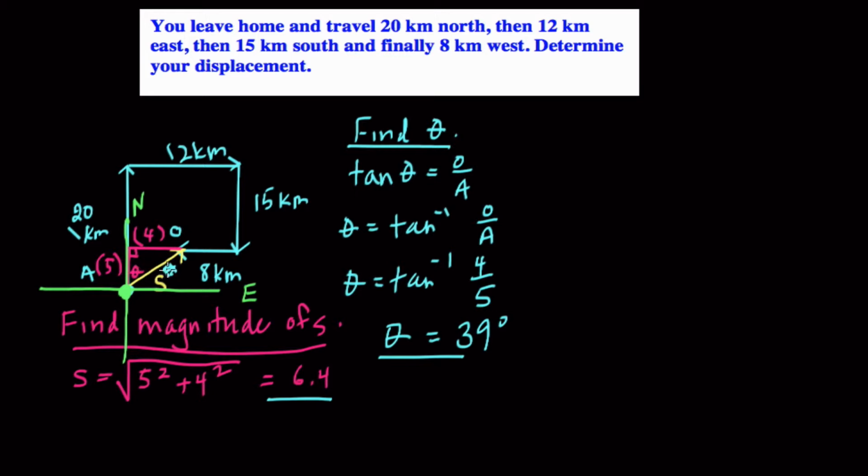So what we have to decide is whether that angle is east of north or north of east. And in this case, it is east of north. From north, you would have to go east to make this angle. It's an east of north angle. So your whole answer would be displacement S is 6.4 kilometers at 39 degrees east of north.